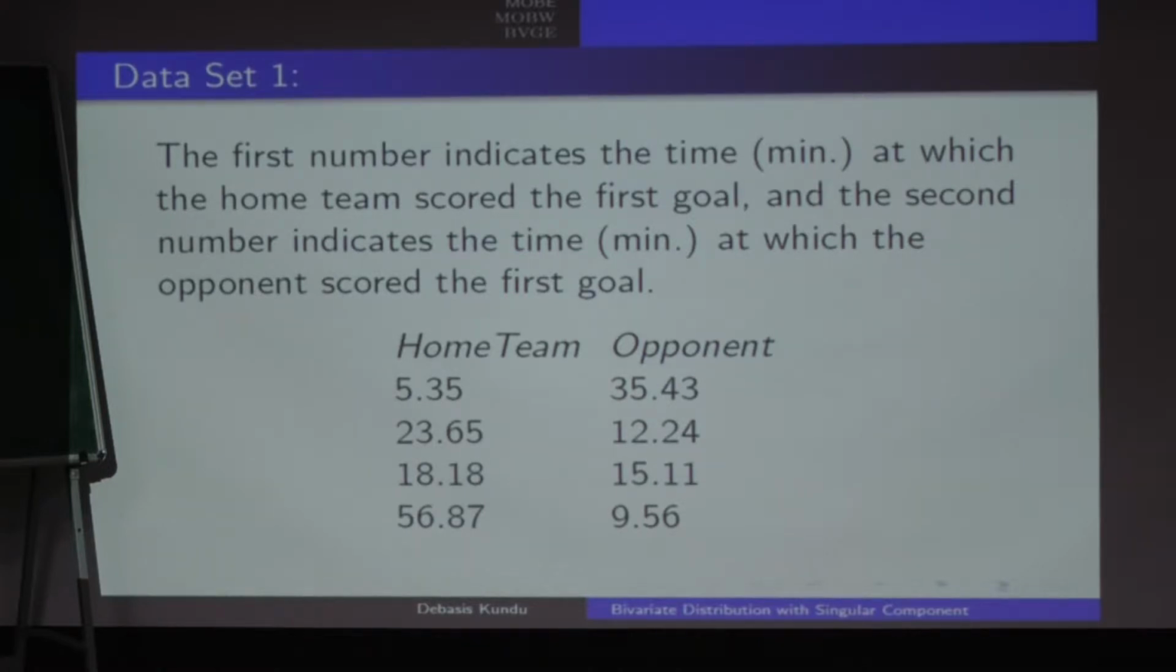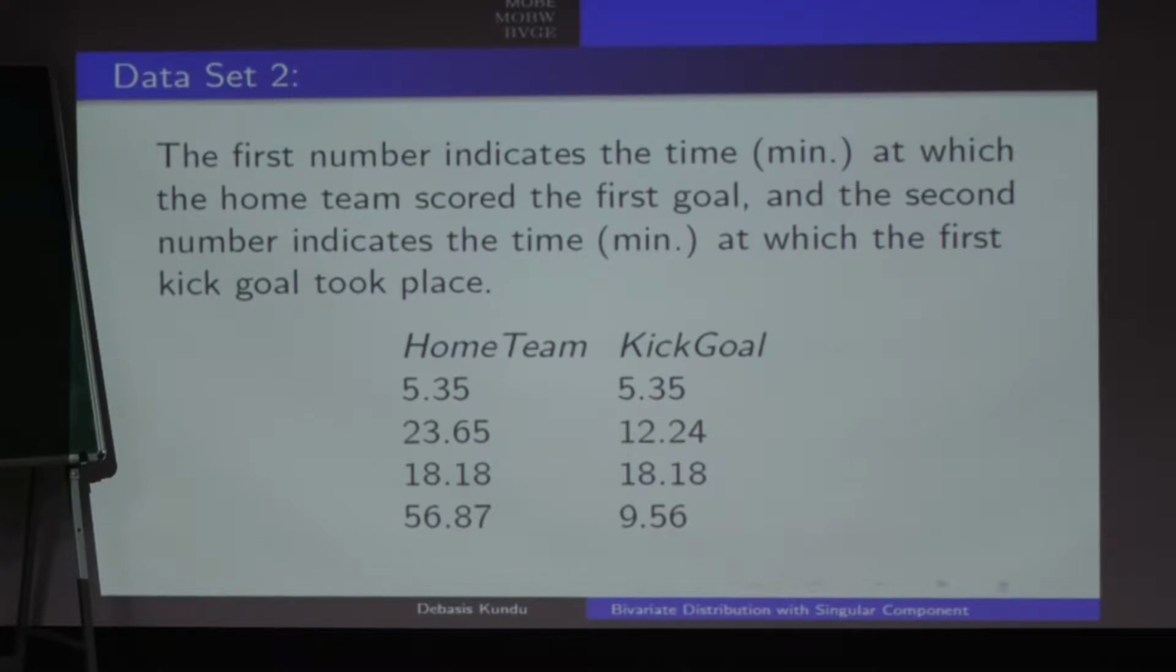Okay. The second one is slightly different. The second set says the first number indicates the time at which the home team scored the first goal. Again, it's truncated data where the home team at least scored one goal. So the home team scored the first goal, and the second number indicates the time at which the first kick goal took place. Well, what is a kick goal?